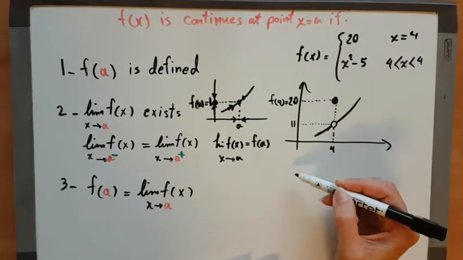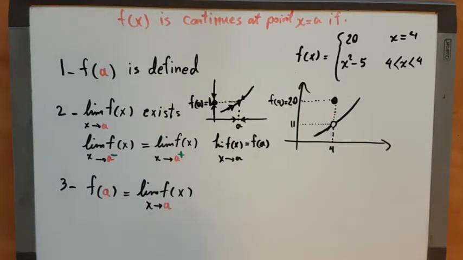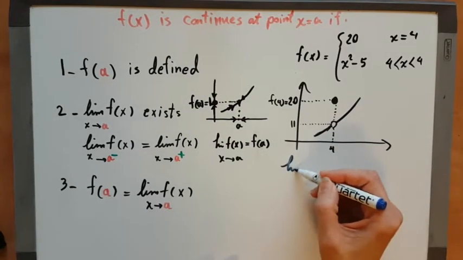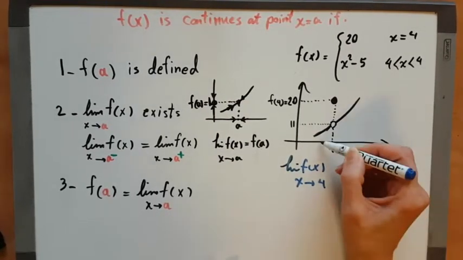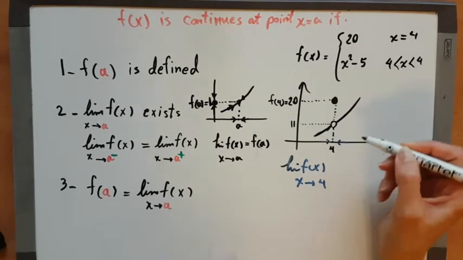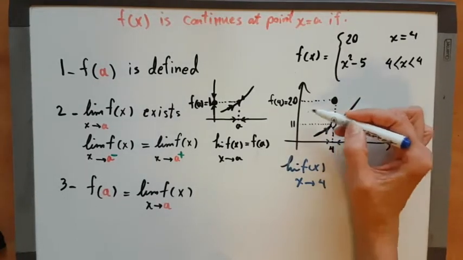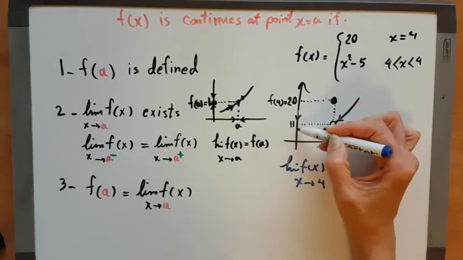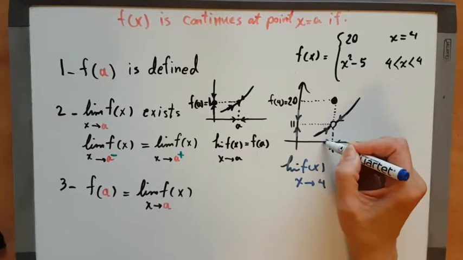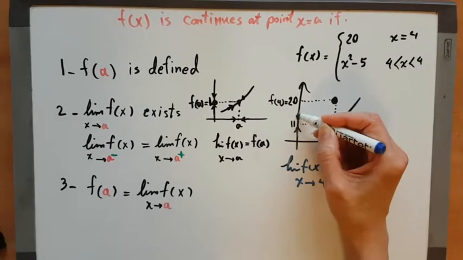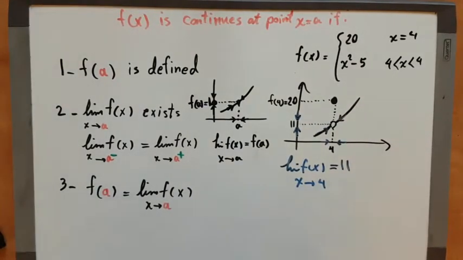Now let's look at the limit of f(x) when x goes to 4. Of course, when x goes to 4 from both sides, it's associated with this movement going towards this point, and in here it's associated with going towards this point. So when x goes towards 4, f(x) goes towards 11. This is the limit of this function.